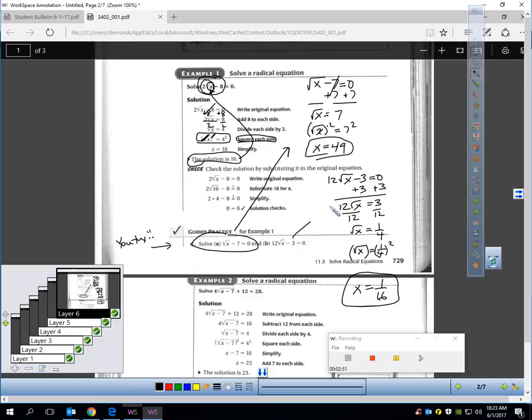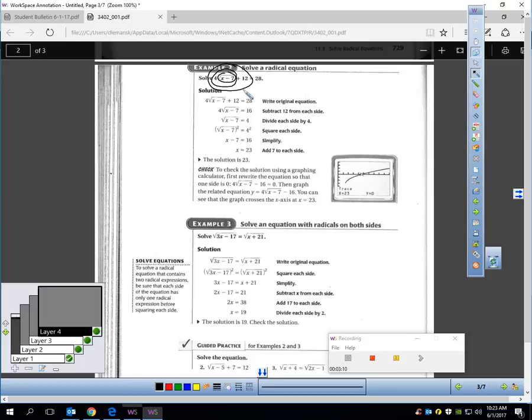And in that second question, I would have to peel away the onion, add 3 to each side, divide by 12, which gives me square root of x equals 1/4. Now I square each side. That's going to get rid of the square root, and x would equal, well, 1/16. Okay?